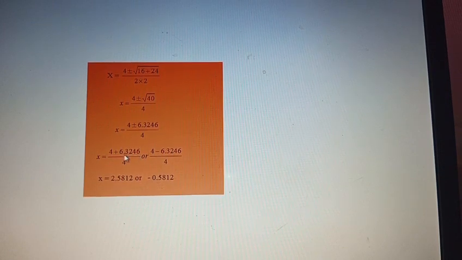Now when we add all this together, we have 10.3246, and when we divide, we have 2.5812. Or when we do 4 minus 6.3246, we have minus 2.3246 over 4, and when we divide, we have minus 0.5812.